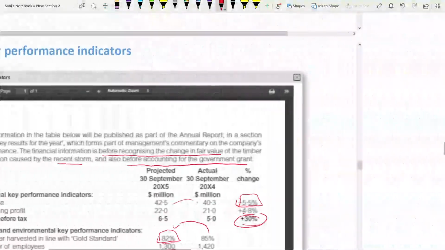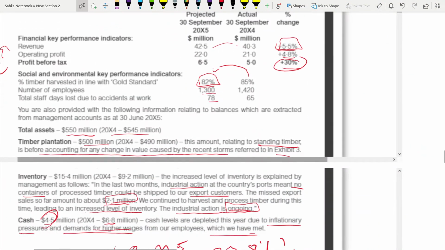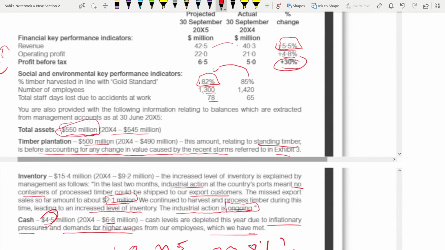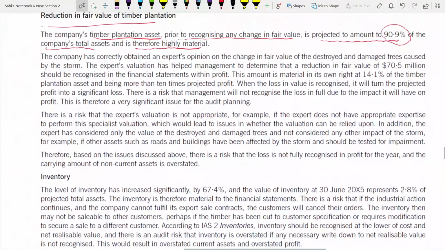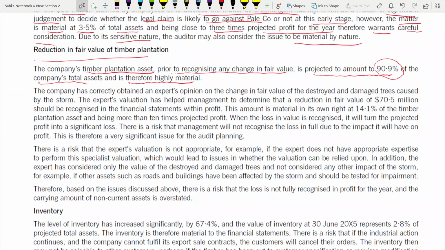Because this is a timber plantation asset, out of the total asset, how much is timber plantation? To know that, we have to go back again here. If you see, the total asset is 550. But where will the timber be? Timber plantation is 500. So out of 550, 500 is timber plantation. You find it in terms of percentage, which will be 90 point something, and which is highly significant. If you are just taking 500, you will not be able to know whether it is material or not. Looking at the amount, you cannot say. But when you take it in terms of percentage, you can easily say. 90.9%, or you can round it up to 91%.